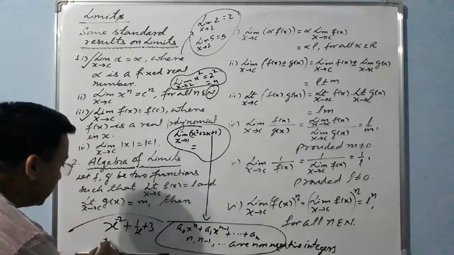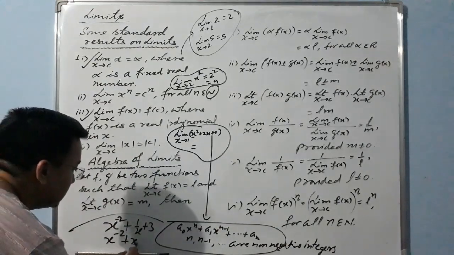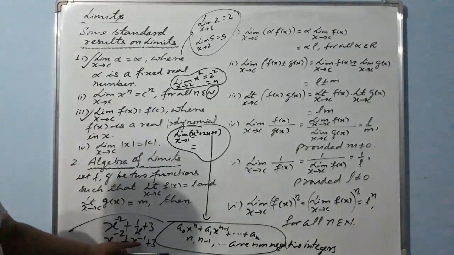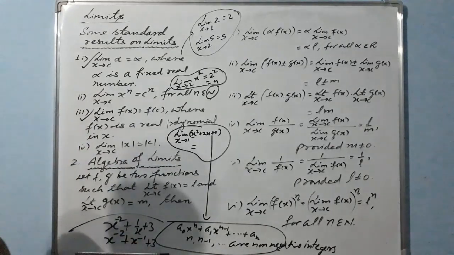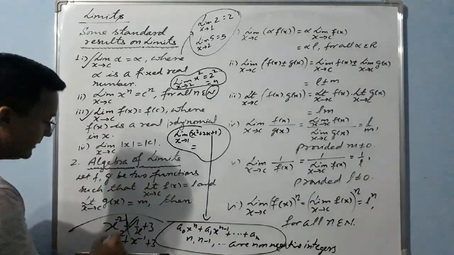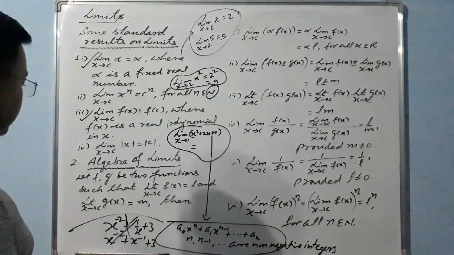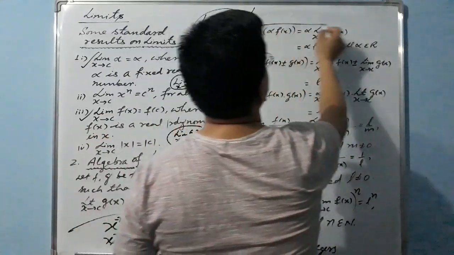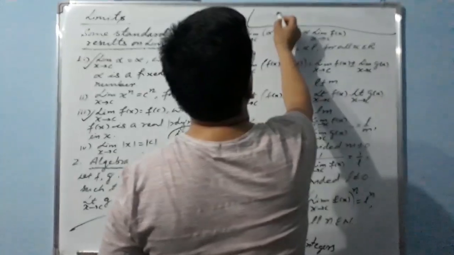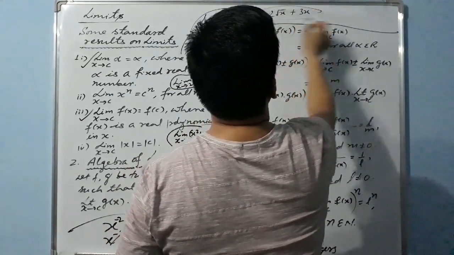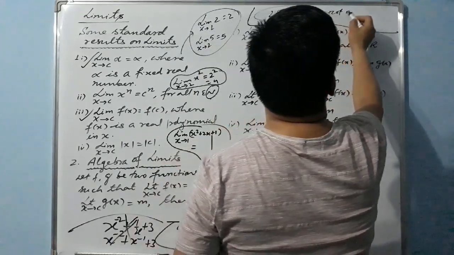1 upon x means ultimately you can write x square minus 2 plus x raised to power minus 1 plus 3. Here non-negative integer, here not a non-negative integer, right? This is not a polynomial. Another example I may take which is not a polynomial: root x, 2 root x plus 3x. This is also not a polynomial.